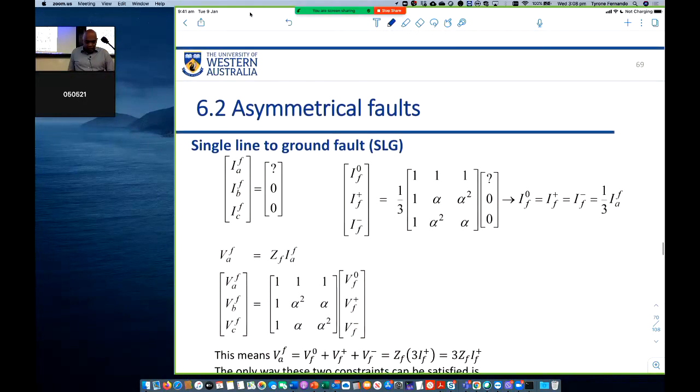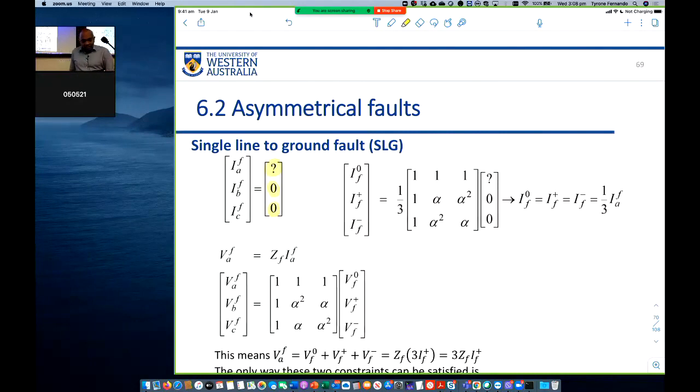Right? So what can we say? In this situation, phase current A will be something we don't know. Phase current B is 0. Phase current C is 0. Right? Because they are open. No current.